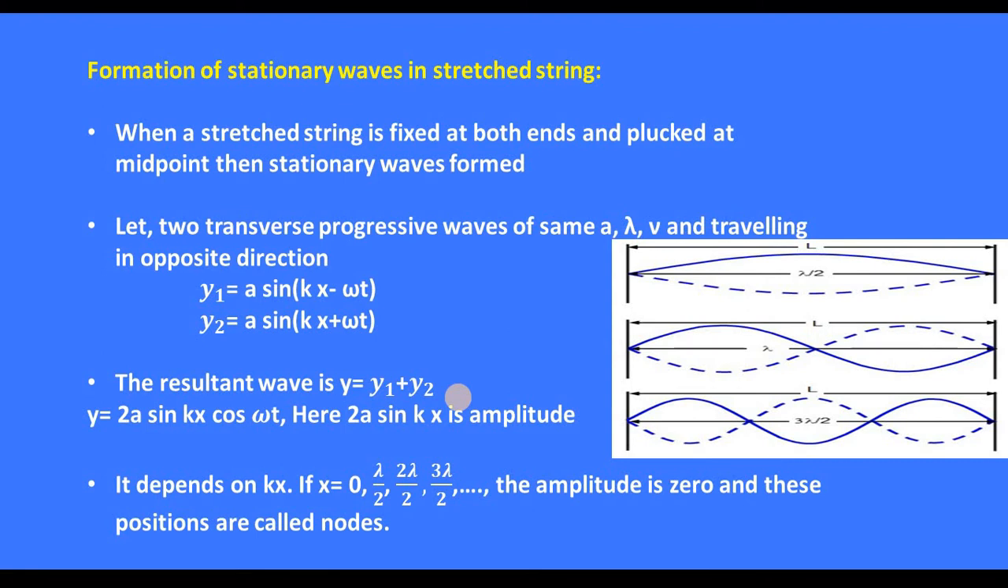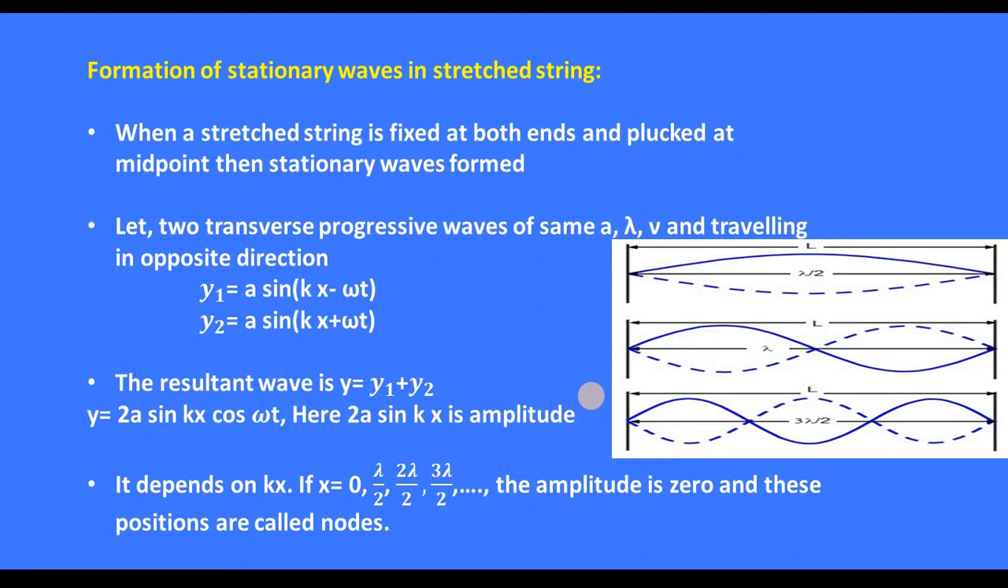Then how is it formed? What is the formation of stationary waves in a stretched string? When a stretched string is fixed at both ends and plucked at the midpoint, then stationary waves are formed. For example, if you observe the diagram, there are two fixed locations. Between them a disturbance is created at the midpoint. Then the standing waves, or stationary waves, will be formed.